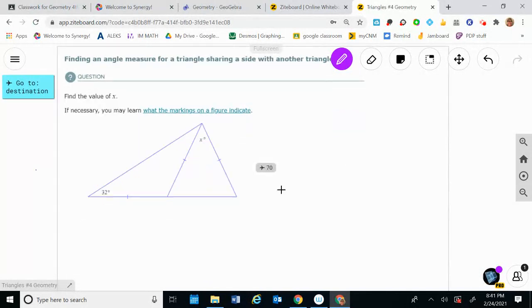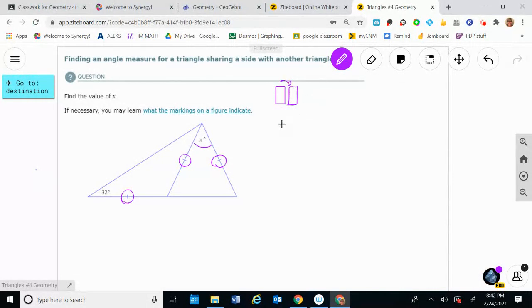All right, next. Okay, sharing a side with another angle. So notice, this is an isosceles triangle, and this is an isosceles triangle. It says find the value of X. All right, so it might seem impossible at this point because you're like, how do these even relate? So again, remember, go back to my dominoes analogy. You can only look at what you have at first, and then you look to see what you can tell.